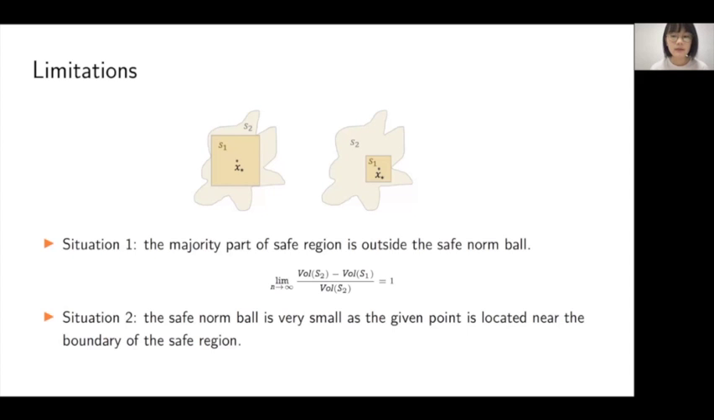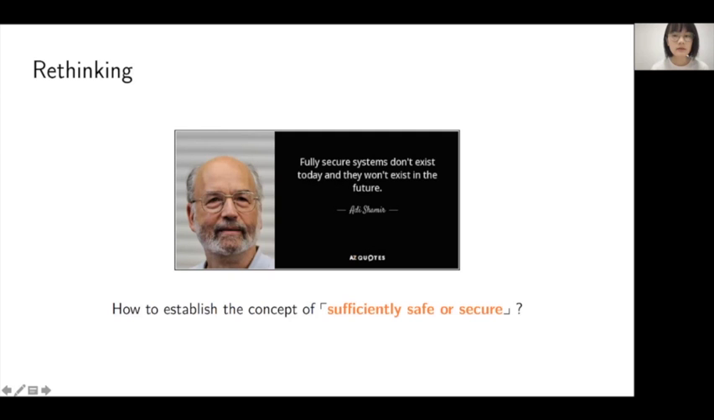More importantly, some adversarial examples are essentially generalization errors. How can we completely eliminate generalization error and make the network safe? This phenomenon prompts us to rethink the concept of safe in the deep learning-based system. As Turing Award winner Shamir says, fully secure systems don't exist. We should establish the concept of sufficiently safe or secure.